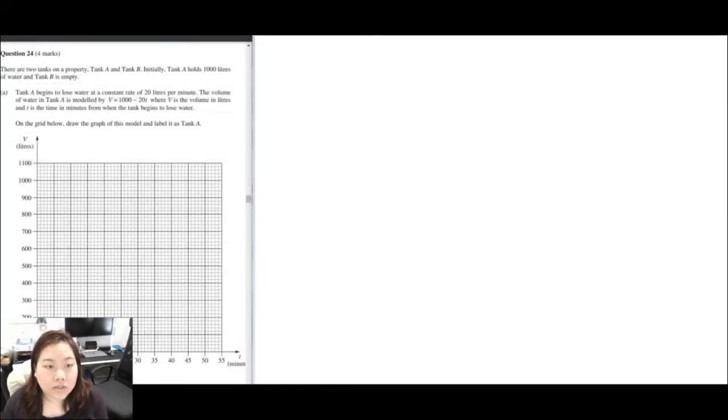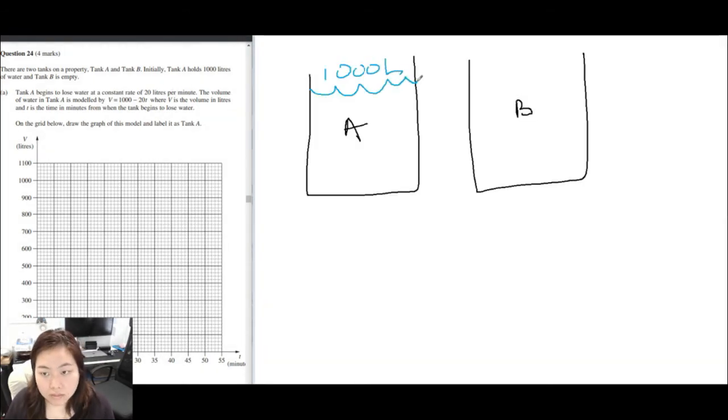Nice. Question 24. There are 2 tanks on a property, tank A and tank B. Initially, tank A holds 1,000 liters of water and tank B is empty. Tank A begins to lose water at a constant rate of 20 liters per minute. Ooh, that's a lot. The volume of water in tank A is modeled by that, where V is the volume in liters and T is the time in minutes. On the grid below, draw the graph of this model and label it as tank A.